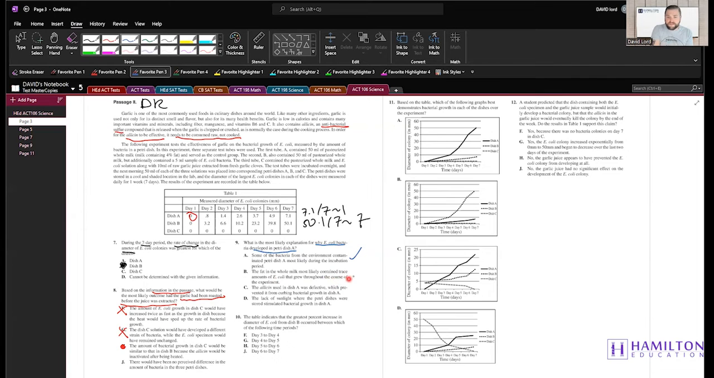I don't think that's true. H, the allicin used in dish A was defective. We didn't use allicin in dish A. J, the lack of sunlight where the peaches were grown stimulated the bacteria growth. They didn't say it grew in the darkness or in light, so we can't conclude that either. So the most likely scenario is that it got added from the environment.